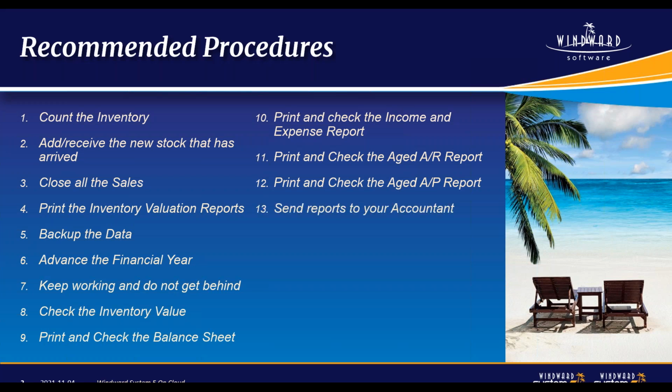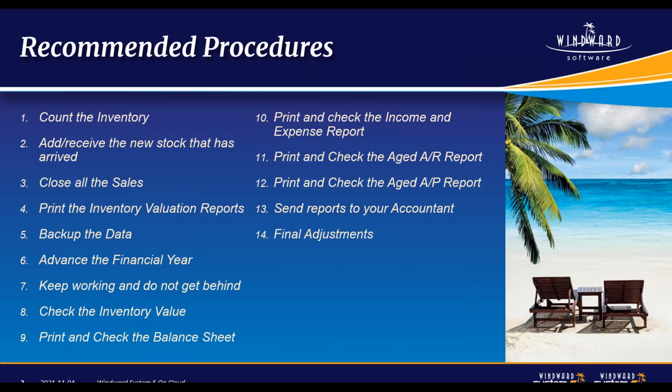Number 13, send reports to your accountant. You need to send your balance sheet, income and expense report, aged AR and AP reports, inventory value report, basically all reports that are needed by your accountant. Just to let you know, you are able to export all reports in System 5 to Excel. To do that, you can just right click on the results page and you have there an option to export to Excel. Then you can send the Excel spreadsheet to your accountant.